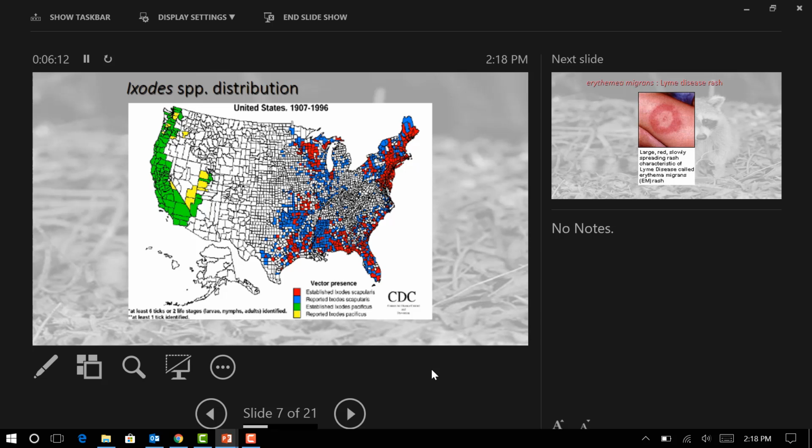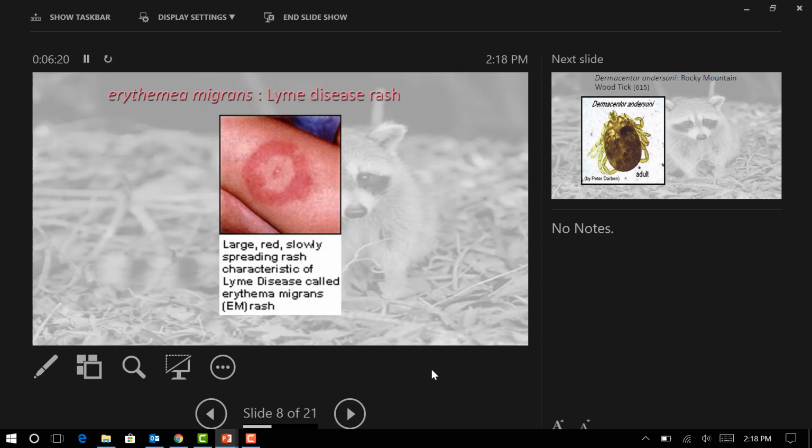And that's where most of the cases are. You do find some in the Midwest. Some of the primary research institutes are in St. Louis. And then here is the telltale bullseye lesion associated with Lyme disease.